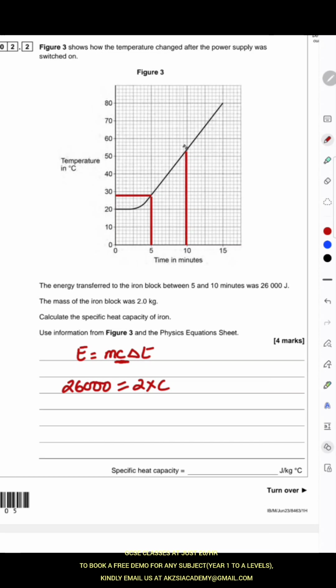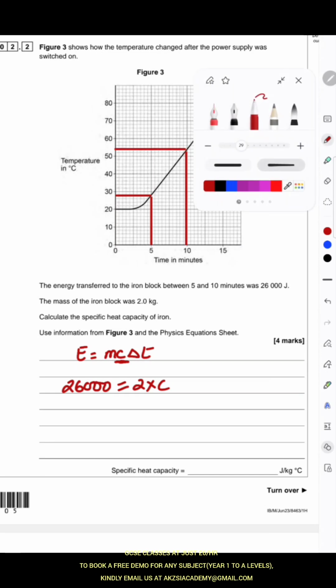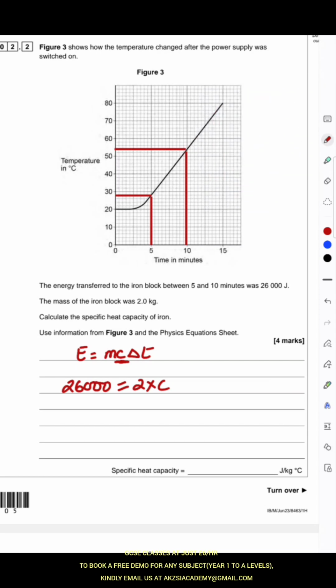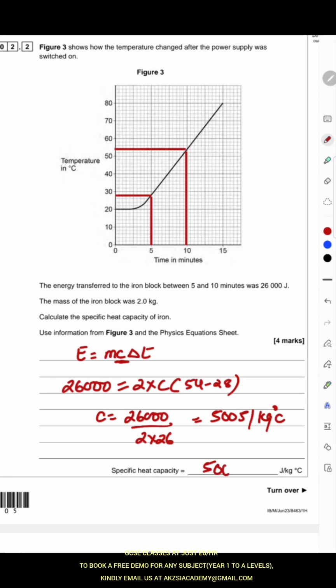And at 10 minutes, if you go like this, a little bit upper side it would be. So yeah, like this. Somehow, which is 54. So temperature difference would be 54 minus 28. So this will give you C is equal to 26,000 over 2 times 26, which will give you 500 joules per kg degree Celsius. 500 is the answer.